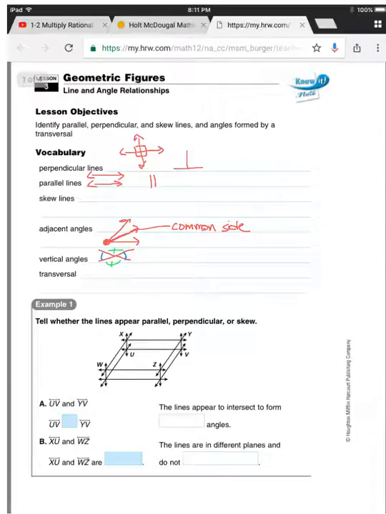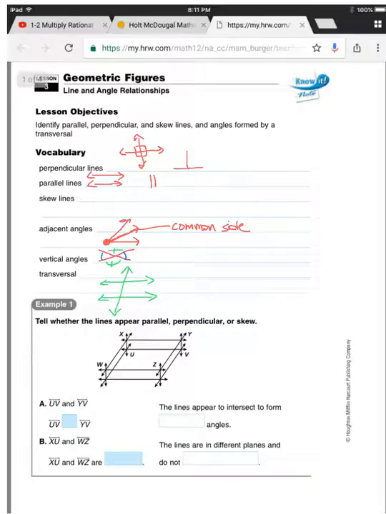And a transversal is a line that intersects two or more lines. So most of yours are going to look like that. Okay? So, example 1 says to tell whether the lines appear parallel, perpendicular, or skew.